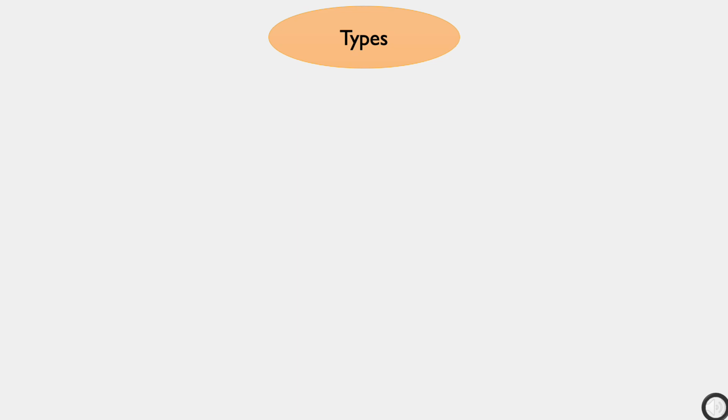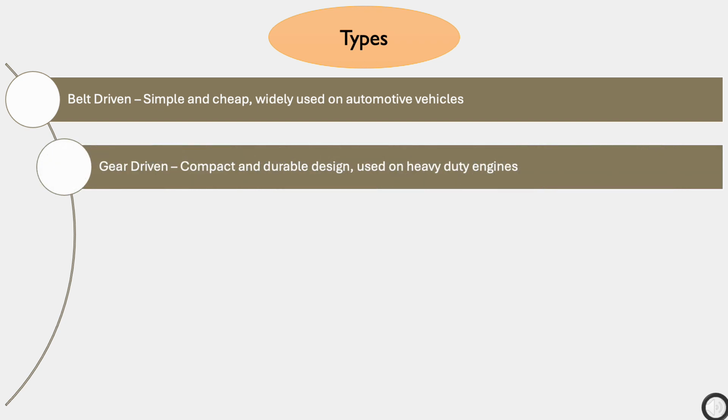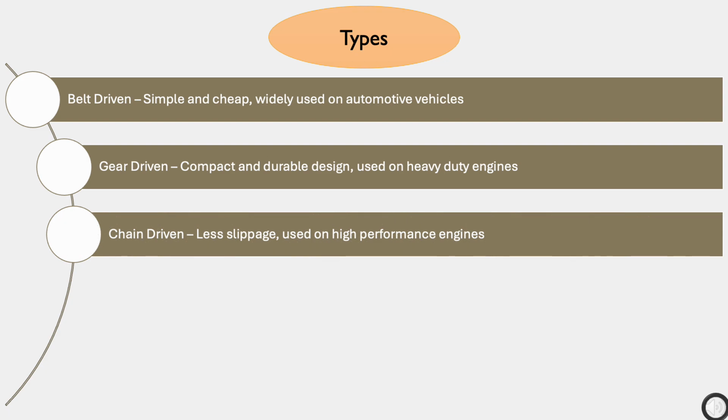If we look at different types of water pumps used in internal combustion engines, they are mainly based on how they are driven. Belt-driven pumps are most common due to their simplicity and low cost. This type is widely used in automotive vehicles. However, slippage can be a concern with a belt pulley system. Gear-driven pumps are used in heavy-duty engines where durability is important. A gear mechanism can also provide a compact design. Chain-driven pumps are normally used where the application demands minimum slippage, such as high-performance engines.